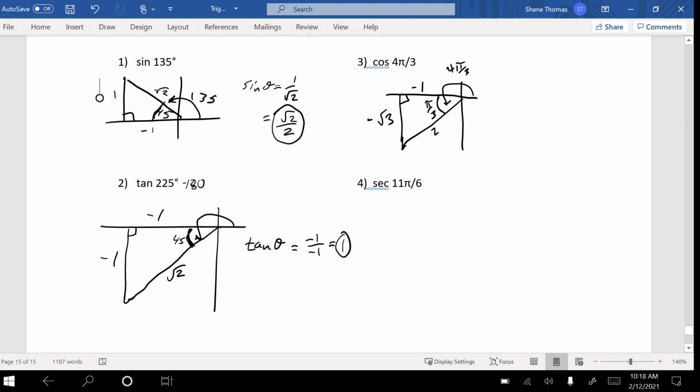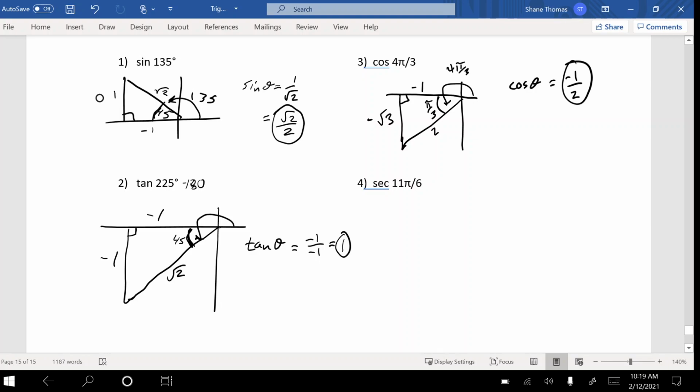Now I want to find the cosine of this. Cosine is going to be adjacent over hypotenuse. So what's my adjacent side? -1. Hypotenuse is 2. I'm good. Cosine would be -1/2. In quadrant 3, would cosine be positive or negative? Negative, right? Okay, so we're good there.